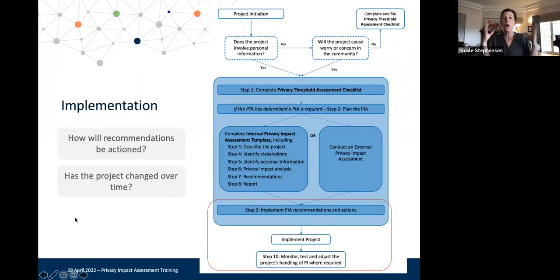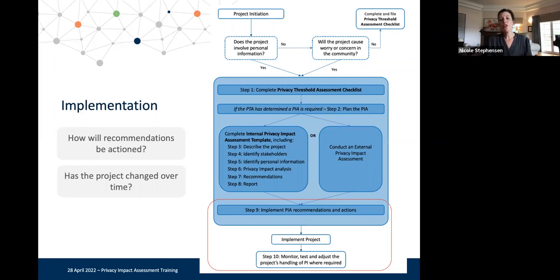Now, once you've done all of that work, and you've done your risk assessment, you've done your recommendations in order to help mitigate those risks, the next stage then is deciding how you're going to implement those recommendations, how you're going to action them. So maybe there's a need to provide particular individuals with responsibilities and a timeline for actioning those recommendations before the project can go forward.